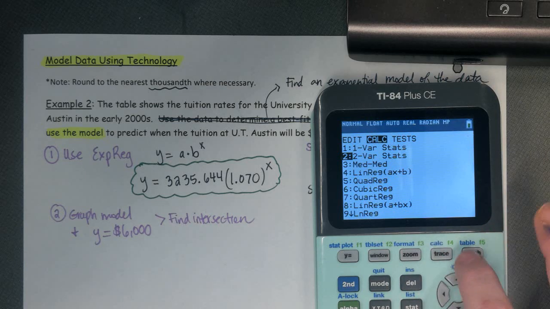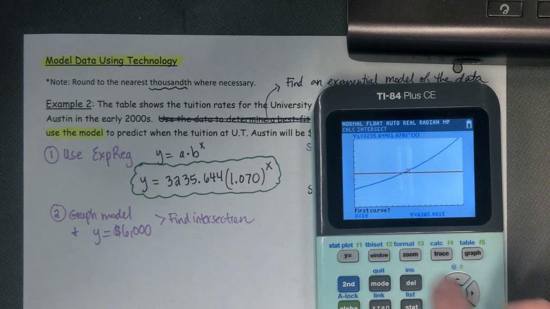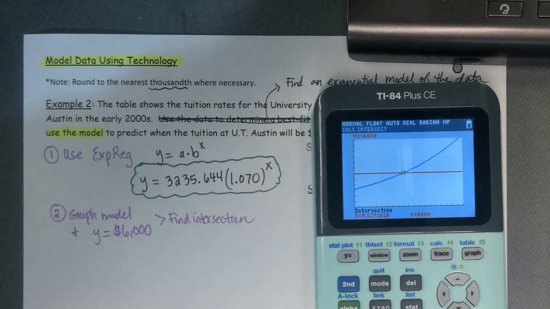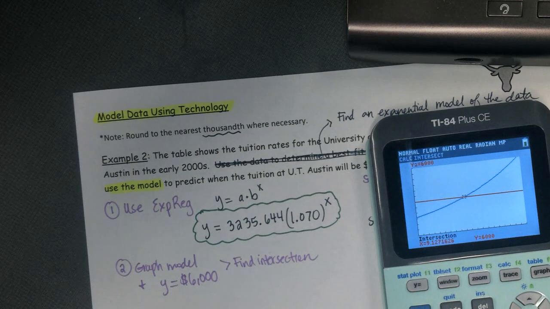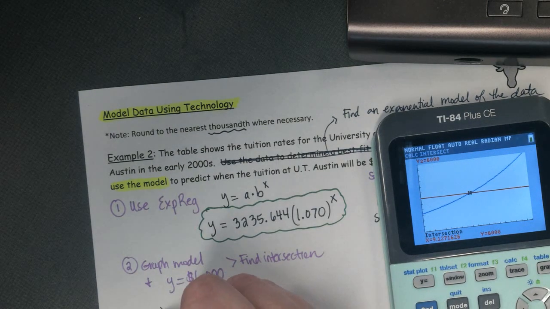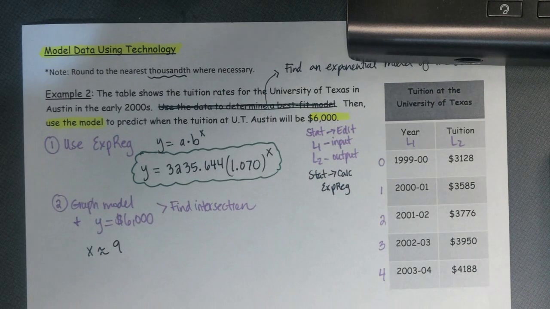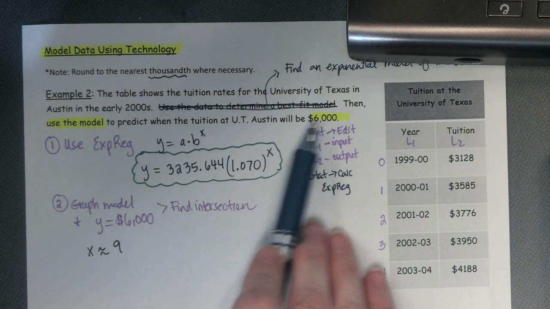And then we're going to go to second calc, and then intersect, and then you try to get it right where they meet, and then first curve, second curve, your guess. Okay, and so you have x is 1.297. So in this case, your x is about 9. So it's asking you, when will the tuition be 6,000?